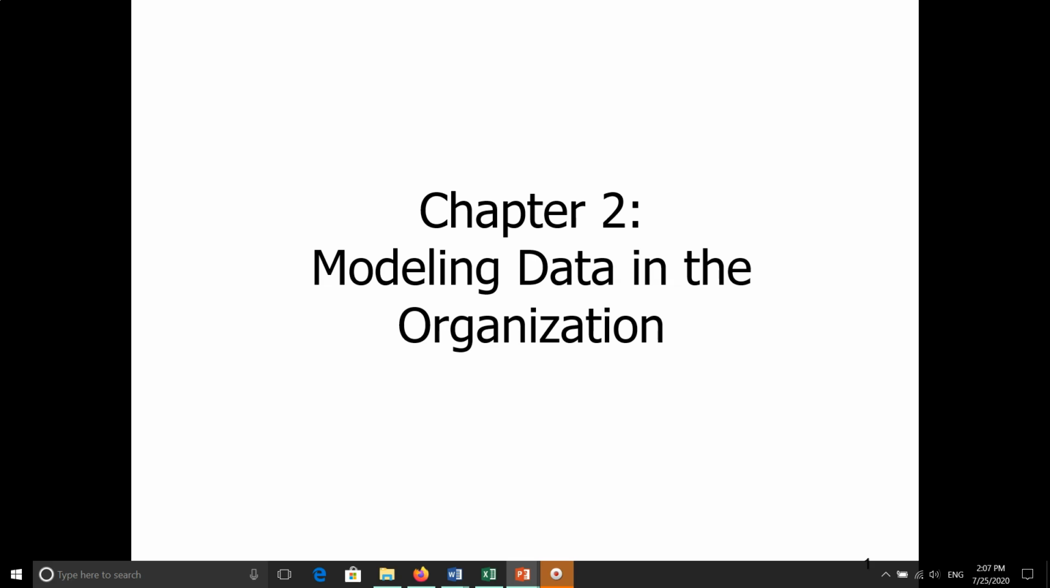We talked about SDLC, System Development Lifecycle. And in SDLC, you go through a number of steps in order to develop database applications. Right? You start with the planning phase, and then you go to the next phase, which is analysis. Okay? And then you go into design.